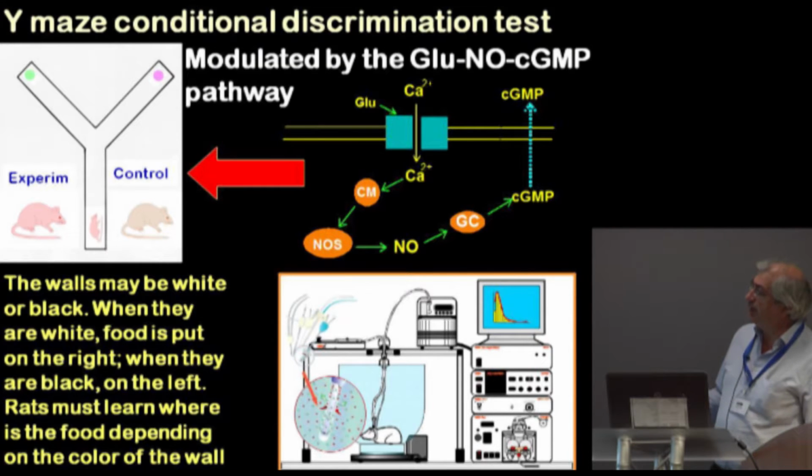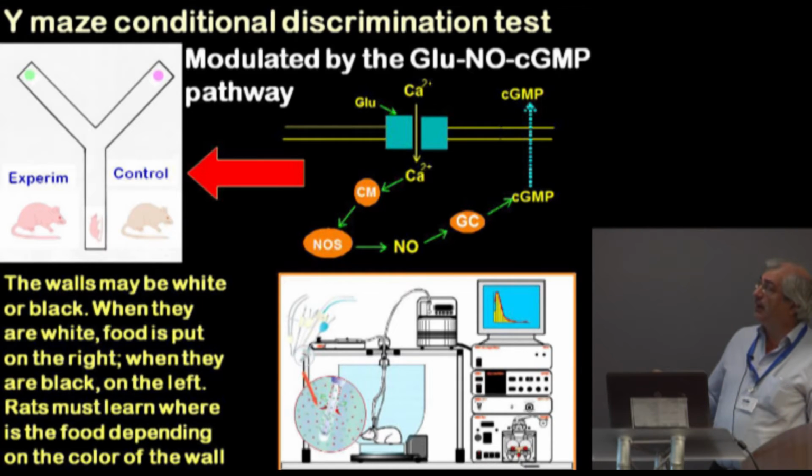And part of this cyclic GMP is released to the extracellular fluid, and this allows us to measure the function of this pathway in vivo by using microdialysis in freely moving rats. We set a microdialysis probe in the cerebellum of the animal, and we continuously take samples of the extracellular fluid, and we can measure cyclic GMP.